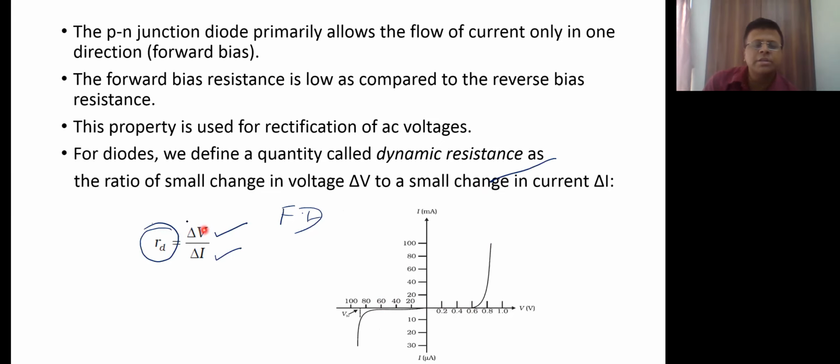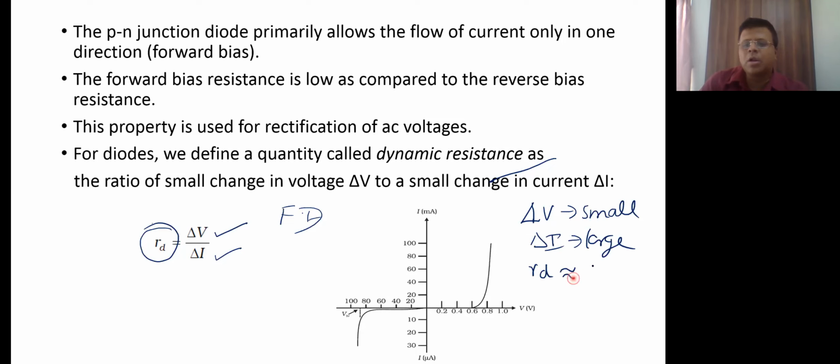A small change in the input voltage in this region is leading to a very large change in the current, isn't it? So if delta V is small, then delta I is very large. Why? Because it is an exponential graph. We saw those equations. So therefore your RD is going to be very small. So in the forward bias state, your dynamic resistance takes on a very small value. How small? 10 ohms, 100 ohms, like that.